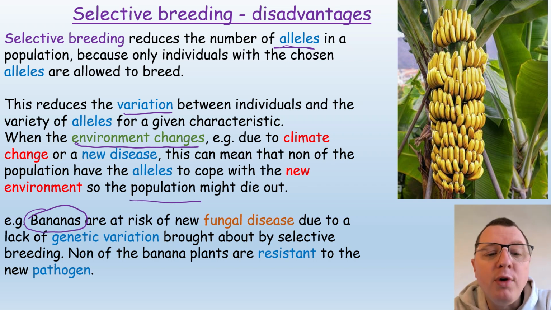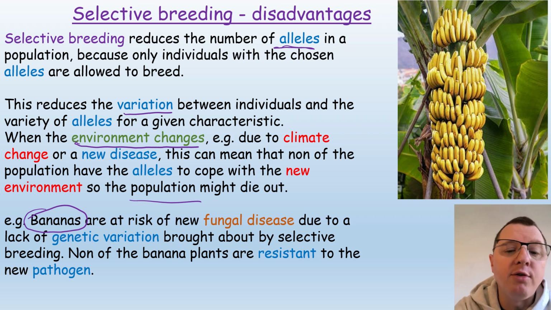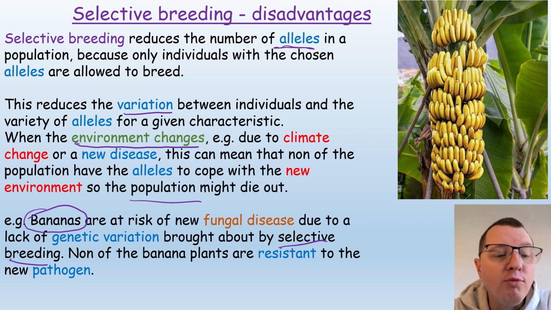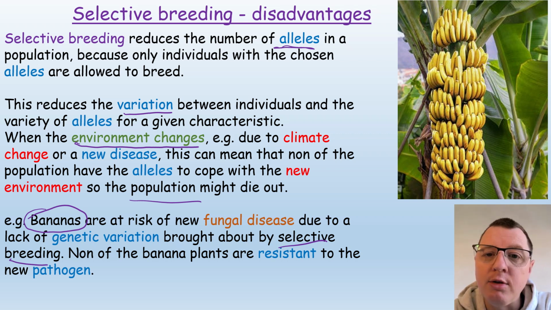Banana plants are at risk of a new fungal disease due to a lack of genetic variation brought about by selective breeding. None of the banana plants are resistant to the new pathogen, and therefore when the new pathogen destroys and kills one banana plant, it has a chance of destroying and killing all the banana plants. In the banana growing industry around the world, this new fungal disease is a major concern.